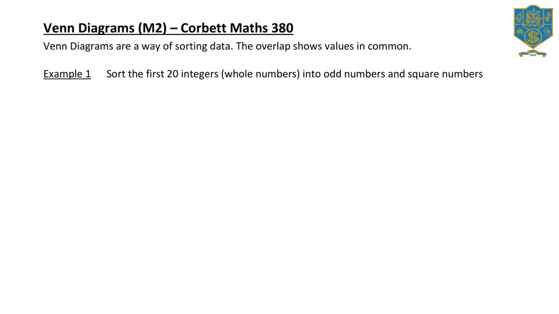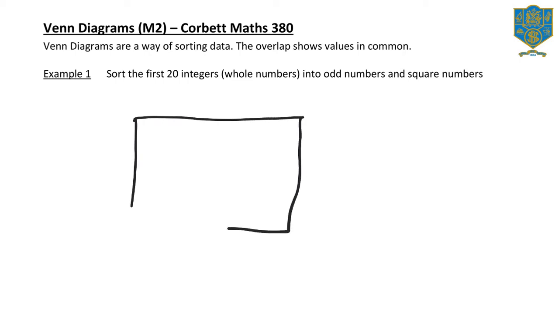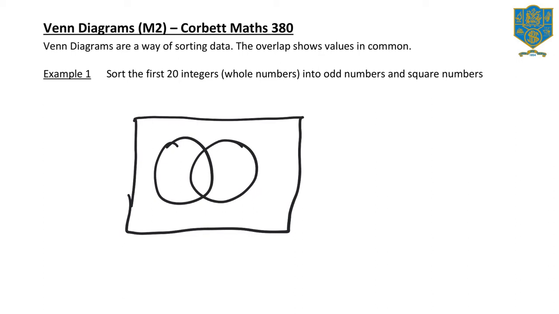Moving on to Venn diagrams then. Venn diagrams are a way of sorting data, and the overlap between them shows values in common. So normally we'll put them inside a box, and we'll have 2 circles, one of which contains the first set of values, and the second circle represents everything in the second set, and the overlap between those contains the values in common.